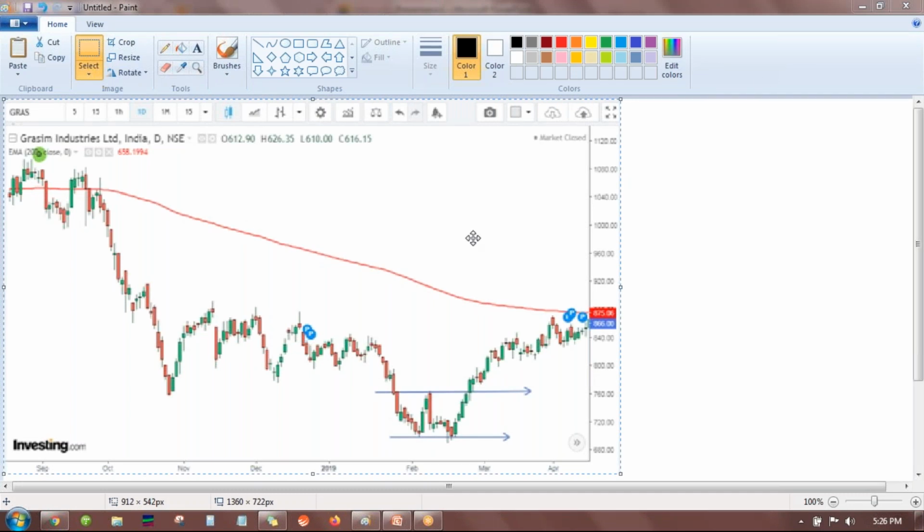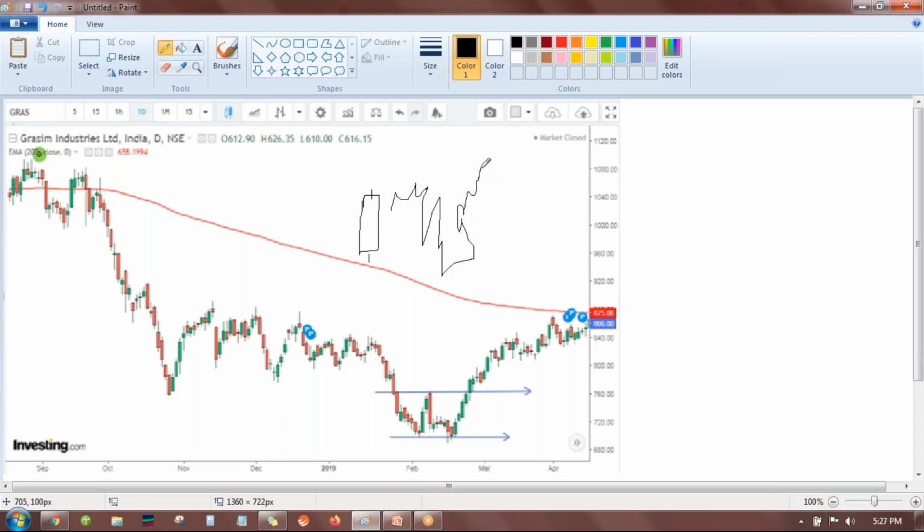And I will tell you why not to trade on an intraday basis. You may all have noticed that whenever the market opens, we get a big first 15-minute candle. We get a first 15-minute opening candle like this. After that, the market tries to break this, comes back, breaks this, goes up, comes back. So there is no point in trading on an intraday basis.